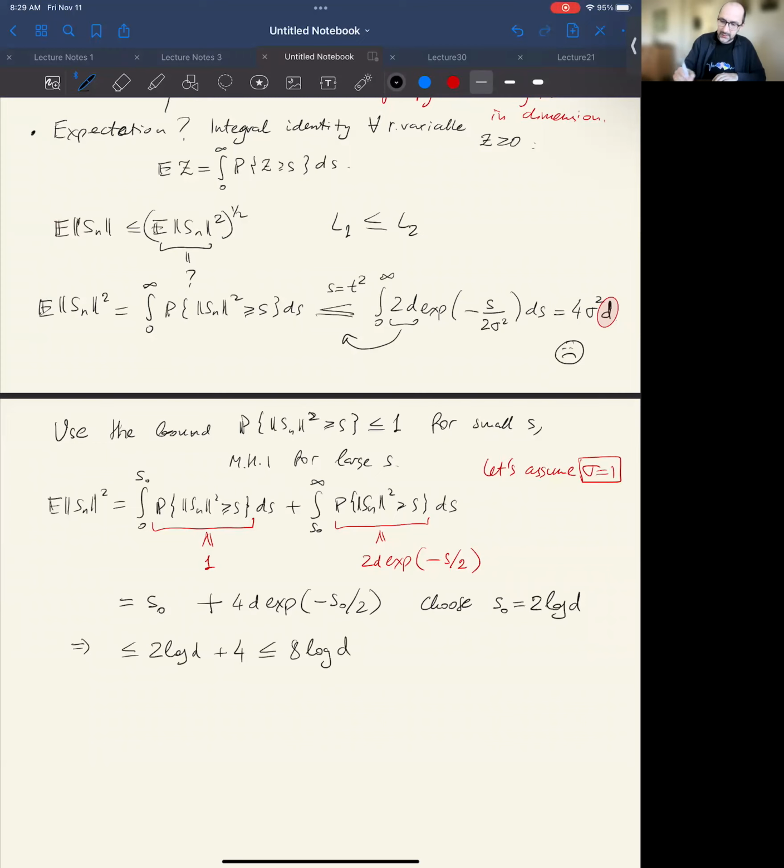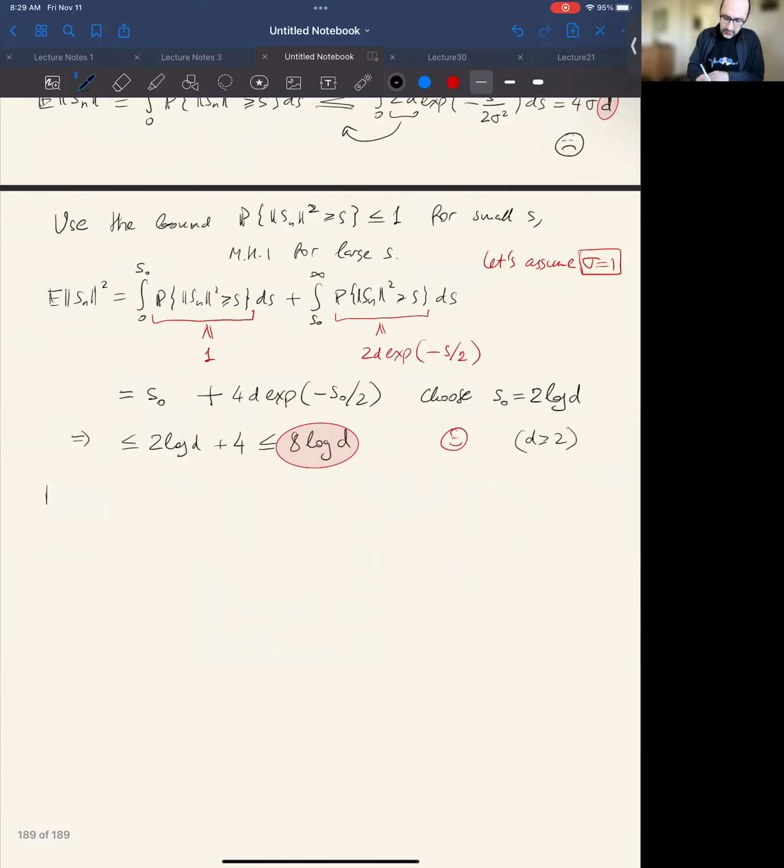8 log d. So now things are not linear, not polynomial. They're logarithmic. That's great. Fine. And I just did the last bound, assuming that d is greater than 2 for large d. Okay. So that was for sigma equal 1, and for general sigma, sigma will reappear, so 8 sigma squared log d. Do it yourself. It's a simple exercise to bring sigma back.